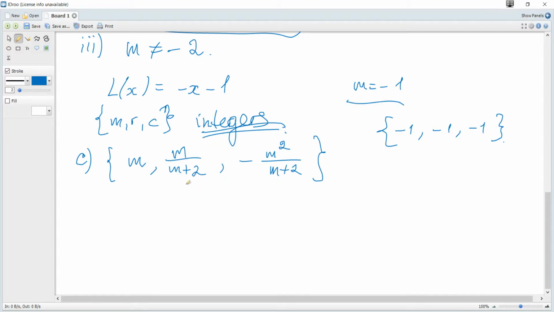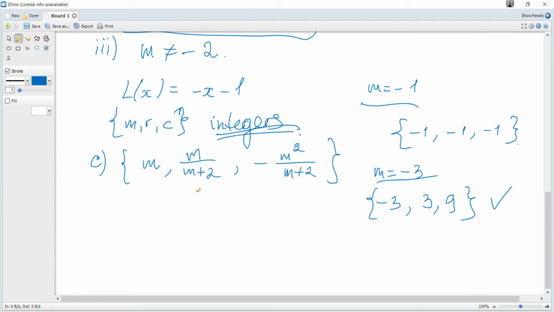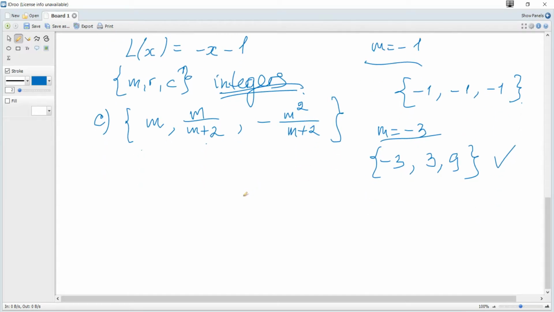Definitely it's -3. Let's check m to be -3. Just substitute into these expressions, and we get -3, 3, and 9. Plus 6, plus 6, so it's an arithmetic sequence, and it's the second sequence, and so we need one more. How to find it? If you consider the same common difference, this minus this is this minus this, you get just 0 is 0, so it's not useful, it gets nothing.